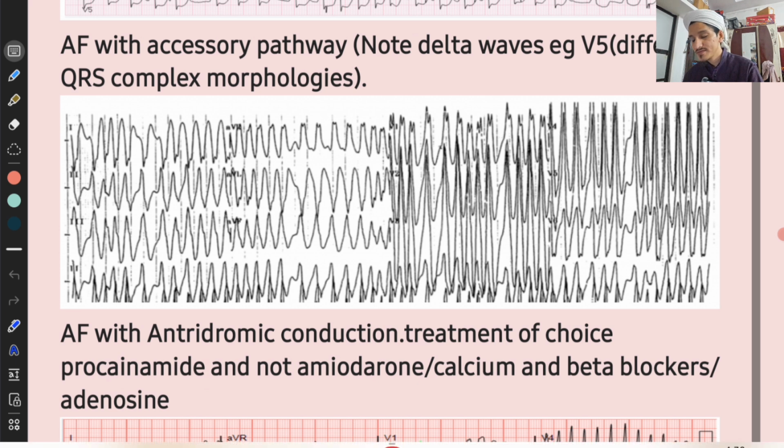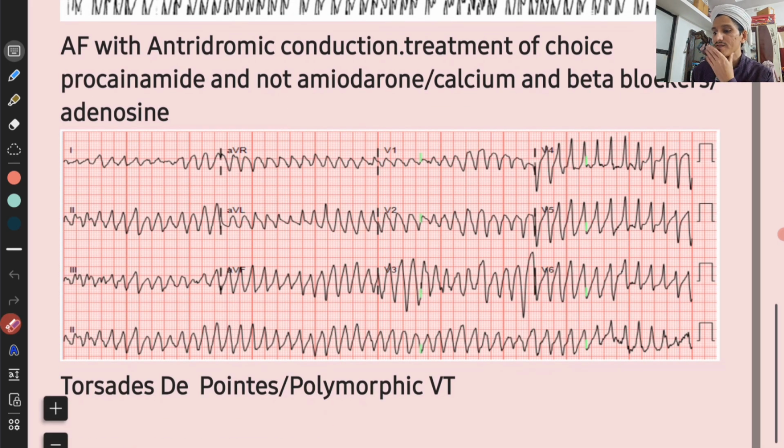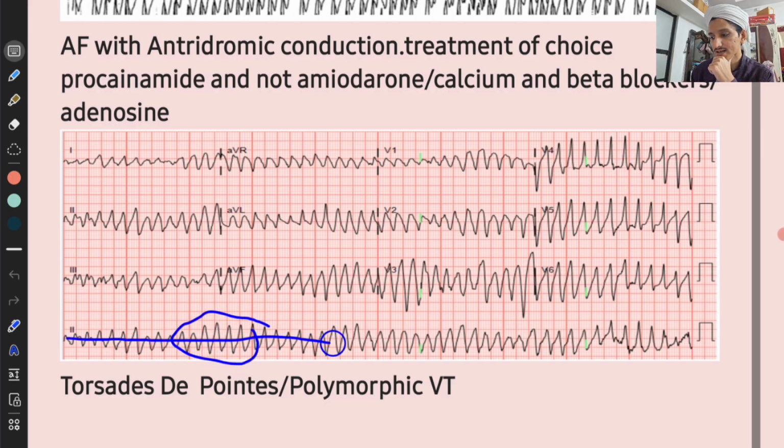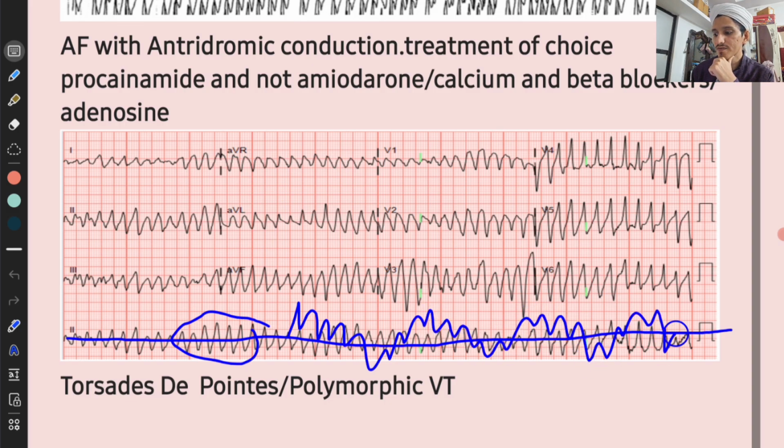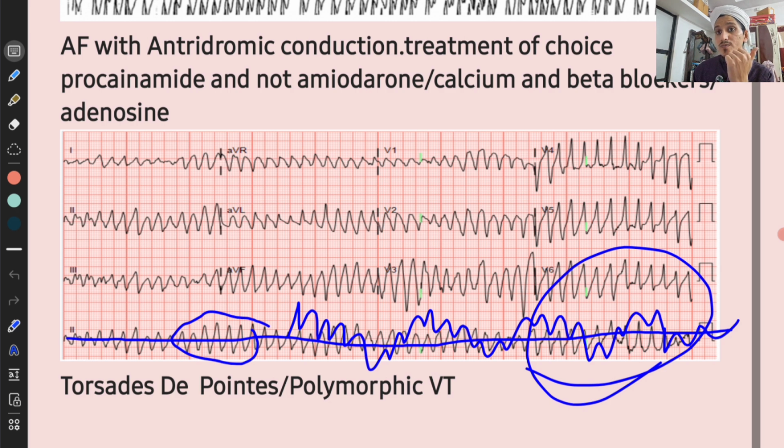Now moving forwards, getting short of time. This is a classical example of Torsades de Pointes. See here the QRS complex. If you draw a line here in the center, you will see that the QRS complexes are sometimes upwards and sometimes downwards. So this is typical of Torsades de Pointes, that is polymorphic tachycardia, twisting around the points.